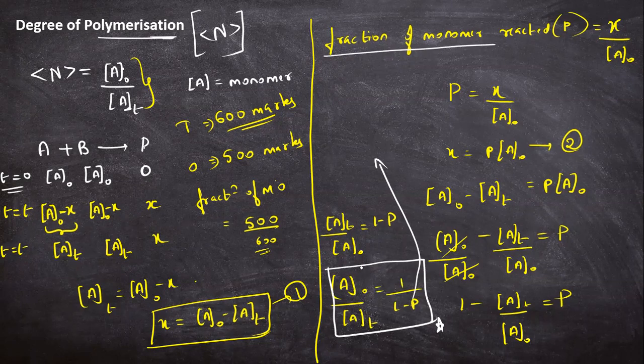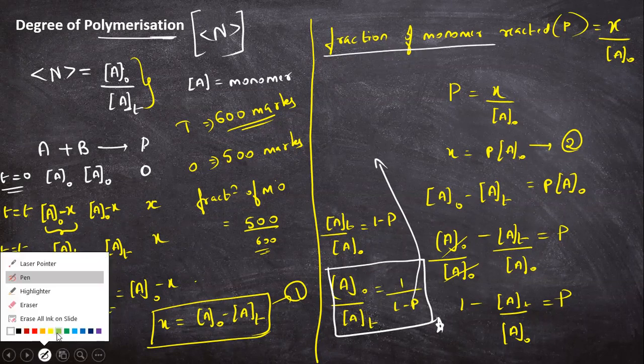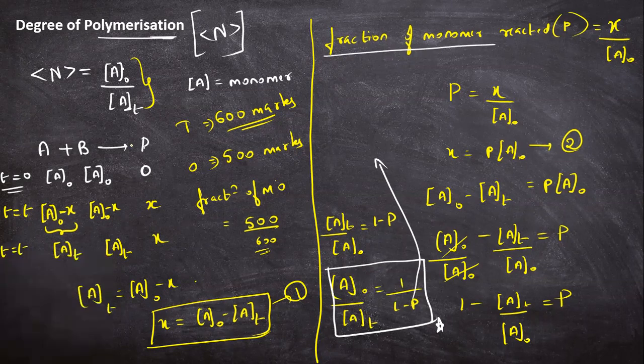Clear? Now again, here we had considered one equation, A plus B giving rise to P. Let me consider rate constant K. For this reaction, the rate constant is K, and the time taken for the reaction is T. What if they provide you the rate constant K and the time taken for the reaction T? How to calculate the degree of polymerization?